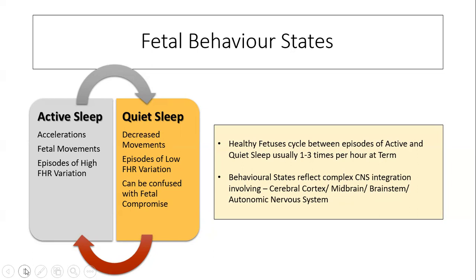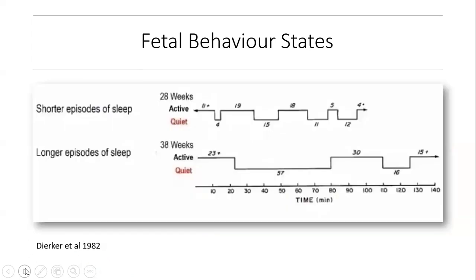There are also periods of quiet sleep where variability is decreased. But it's difficult to assess the baby in quiet sleep because you do not know if this is a physiological quiet sleep or the baby is hypoxic. So generally, the mainstay of antenatal CTG is catching the baby when it's in active sleep, when there are episodes of high variation. And in that episode, you see accelerations and you see baseline variability. Healthy babies cycle between active and quiet sleep, usually about 1 to 3 times per hour at term.